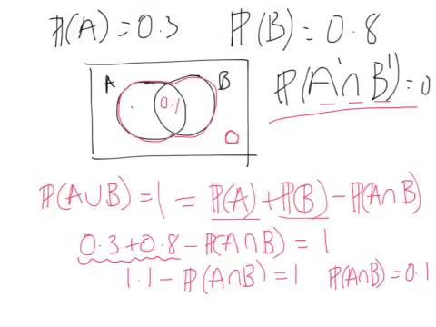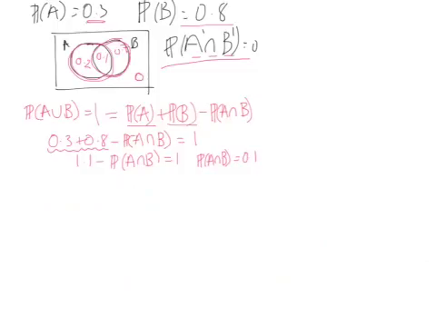That means that this bit must be 0.2 because this bit and this bit together have got to add up to 0.3. And then this bit and this bit have got to add to 0.8, so this is going to be 0.7. Now we've filled in our Venn diagram, we can get on to answering the question, because the thing we want to find is the probability that B happens given A happens.